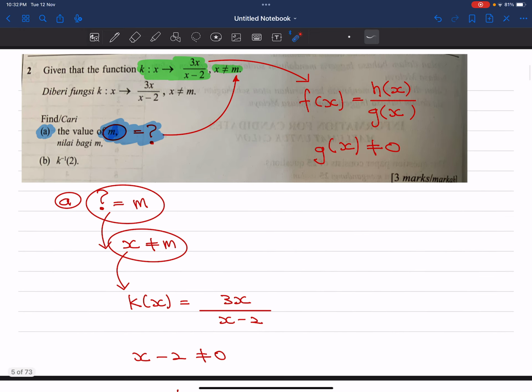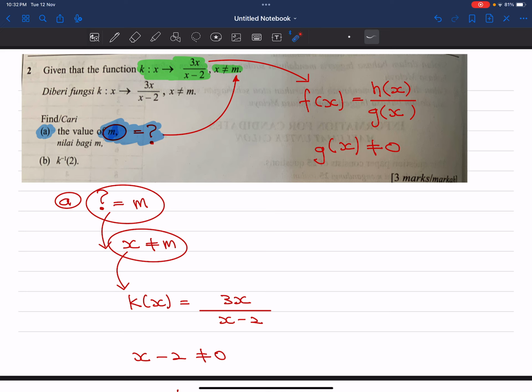Topic, function. Given the function k(x) = 3x over x minus 2, where x is not equal to m. Part A, find the value of m.